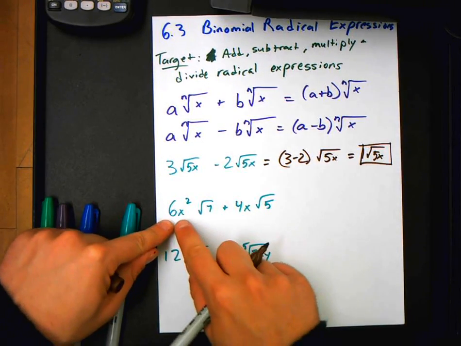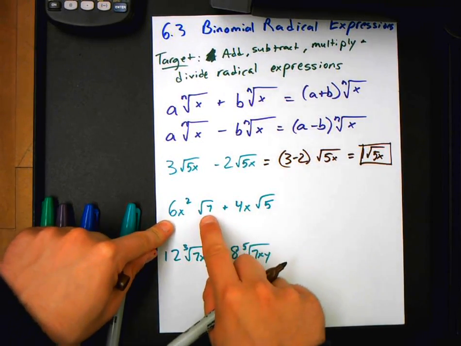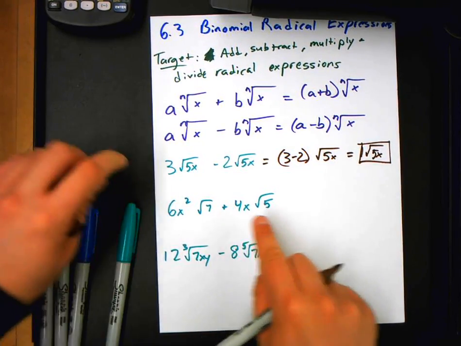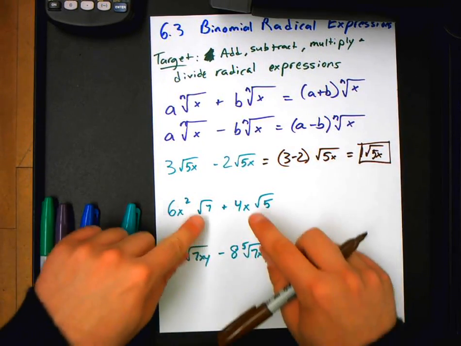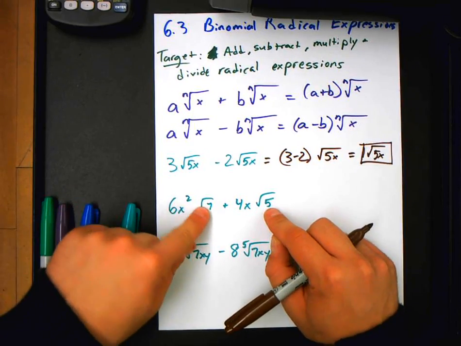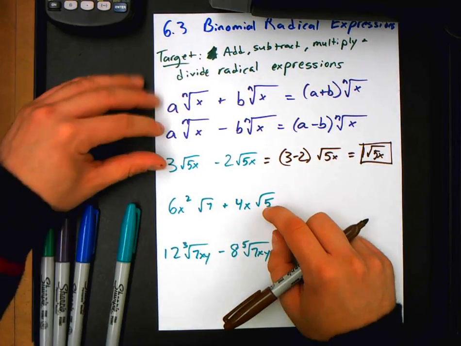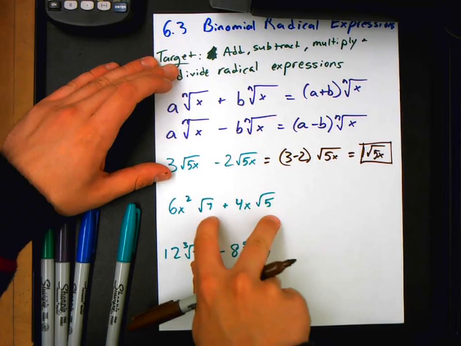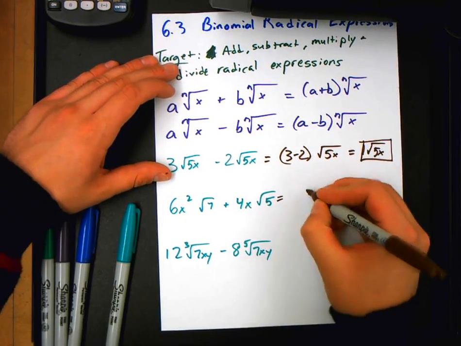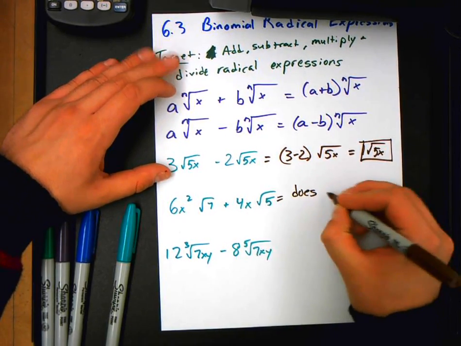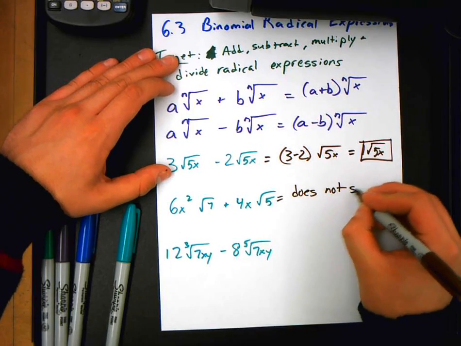Second example, we have 6x squared radical 7 plus 4x radical 5. We have an index of 2 in both of these, but our radicands are 7 and 5. They are different. Since these are not the same, we cannot combine them, so our answer is simply does not simplify.